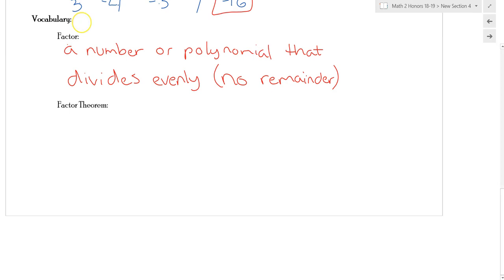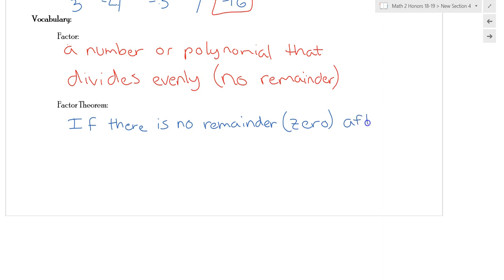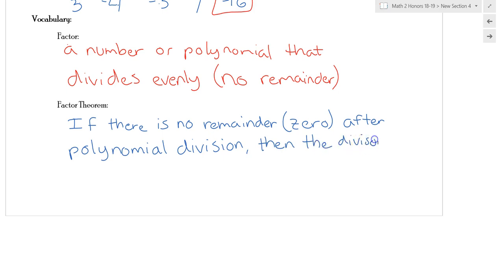So then that brings us to the factor theorem. Our factor theorem states if there is no remainder, or really you get 0, after polynomial division of either kind, then the divisor, and remember your divisor is what you are dividing by, is a factor of that polynomial.